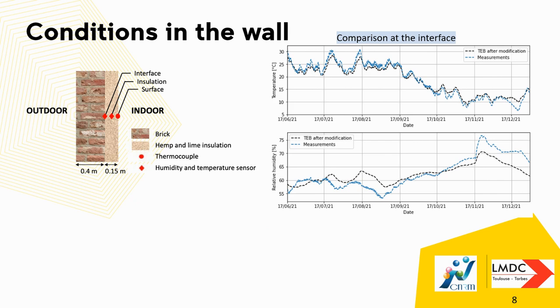Here we have an example of the comparison at the interface. The first graph represents the evolution of temperature, with in blue the measurement and in black the result of TEB simulation. The second graph represents the evolution of relative humidity. In both cases, we obtain a good agreement between measurement and simulation.